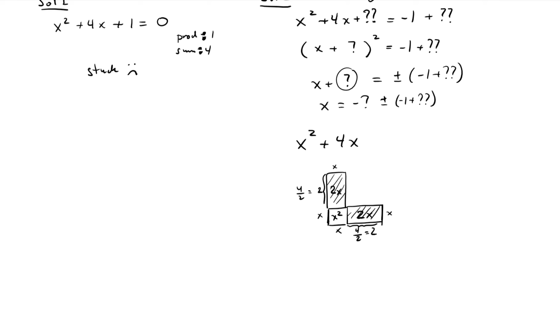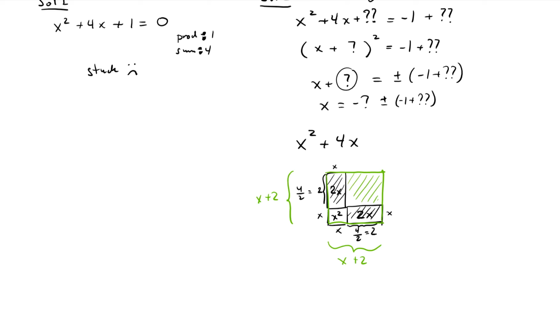So to complete the square, I want to make the entire thing here, the sum of all the areas, a square. So if I want to make this a square, notice that the length of one side here is x plus 2, right? This is x plus 2. And so is this, x plus 2. So it is really a square. So what's the area that's missing?